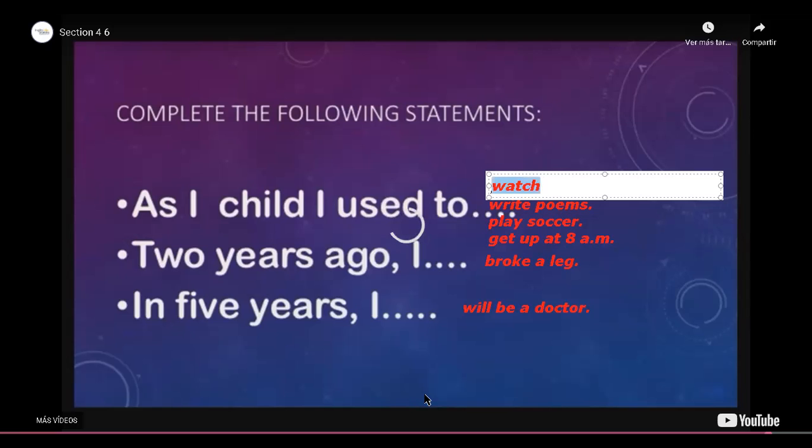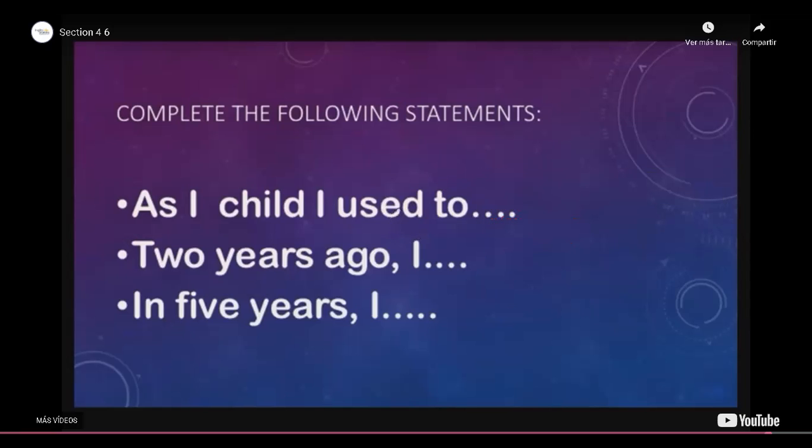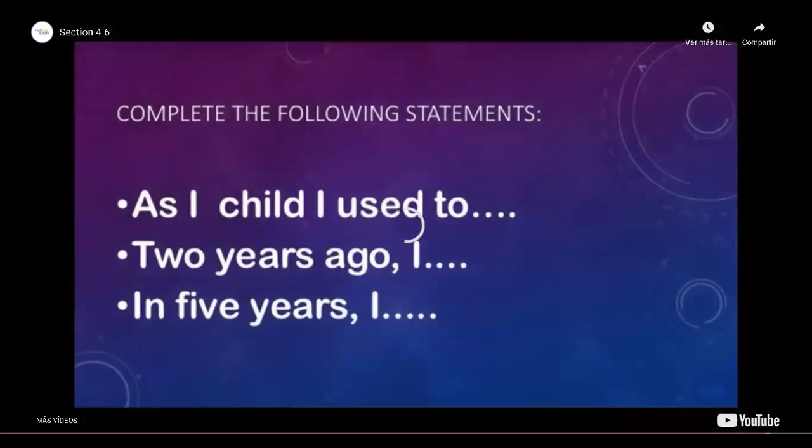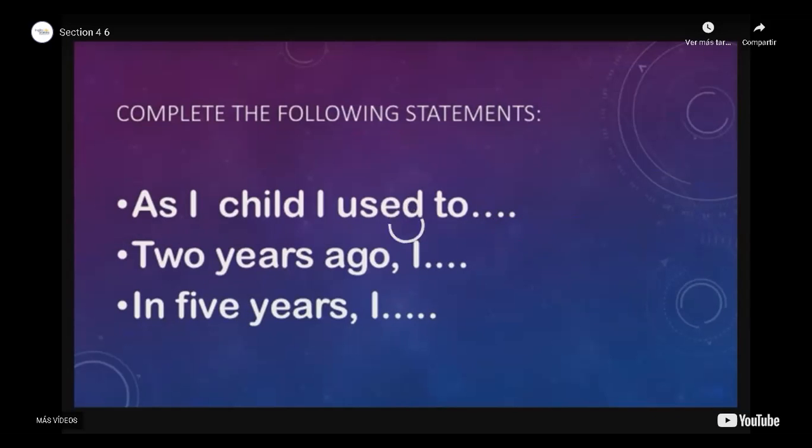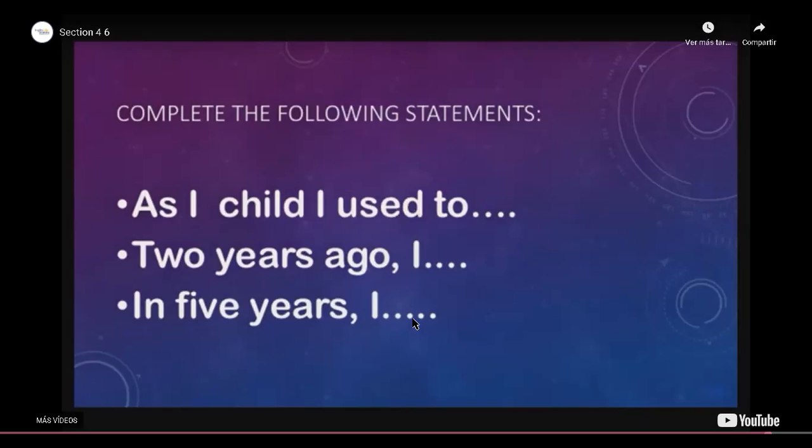Let me see. We're going to continue with our second. Claudia, tell us. You ready? I'm ready, teacher. Okay, so tell us. Share your examples. Two years ago, I traveled to Atlantic. In 5 years, I will be retiring. Or how do you say jubilación? Retire. Mm-hmm. Okay.